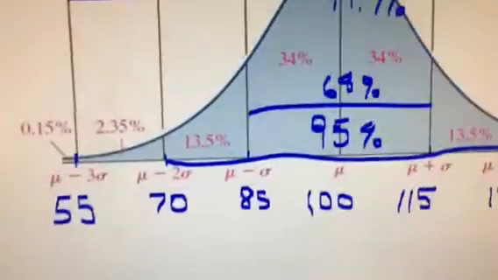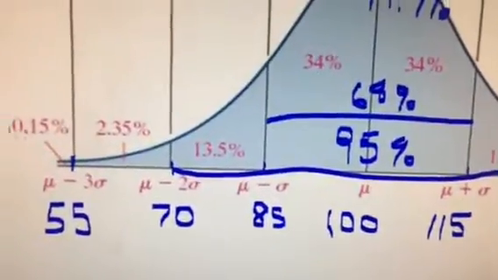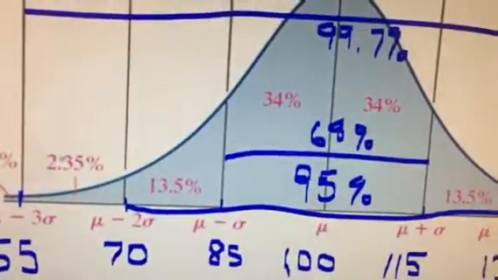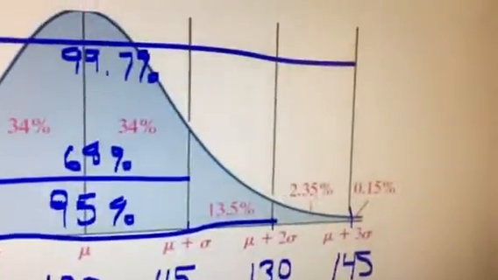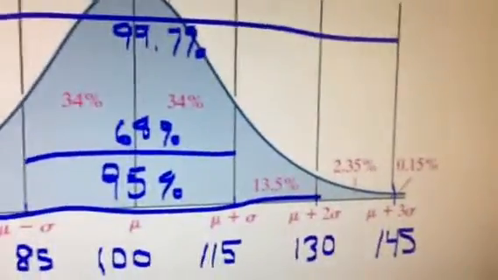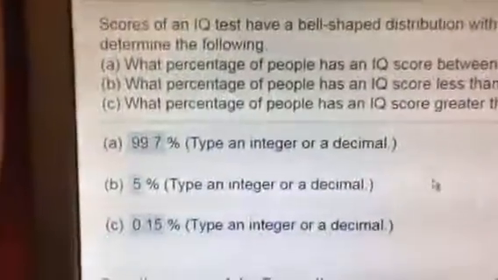What you could do to find this is you could add, do not add the 0.15, that's before 55. You would add all these values between these two numbers except for the 0.15 because that's outside. So if you add those up, you get 99.7. So that's the answer on the first one.